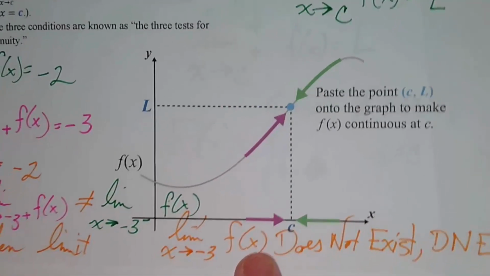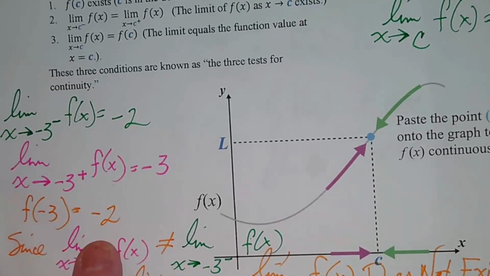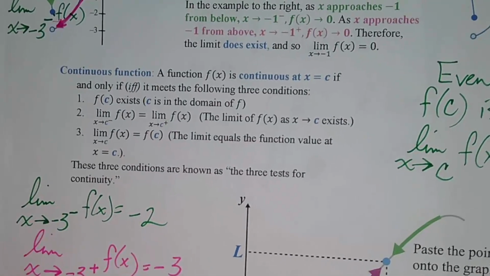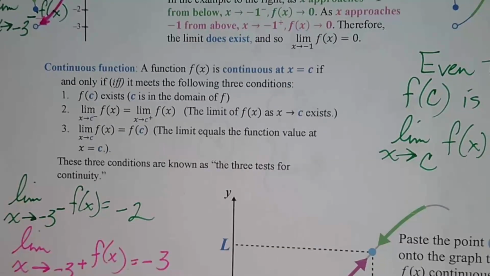So this has no value. The limit has no value. The function does have a value, and the right limit has a value, and the left limit has a value.